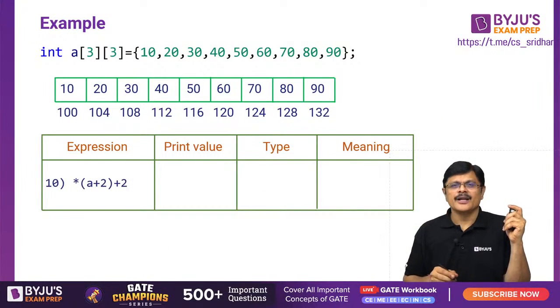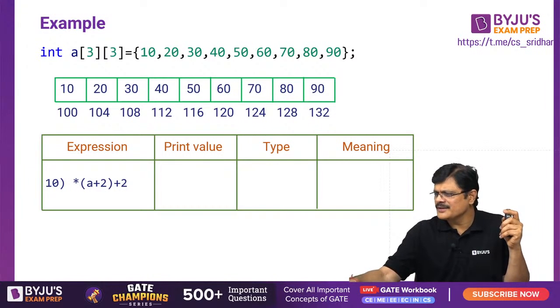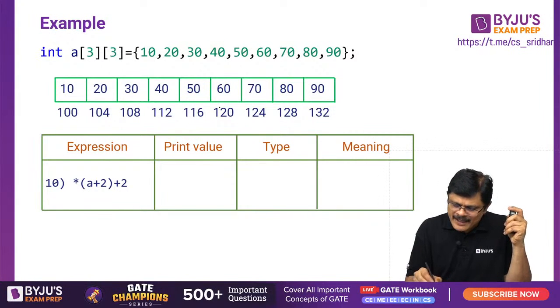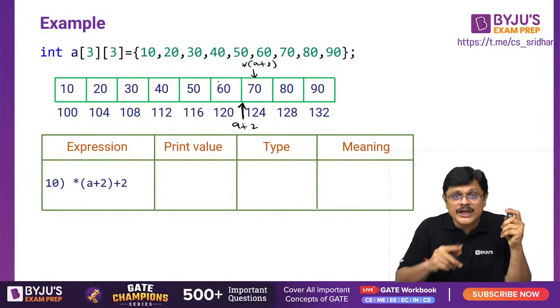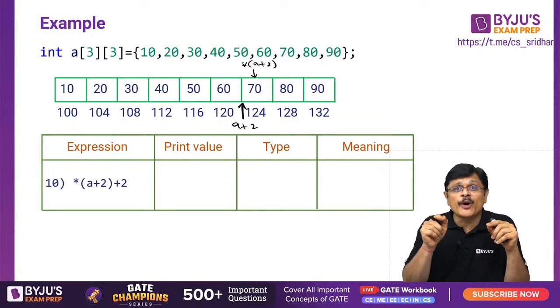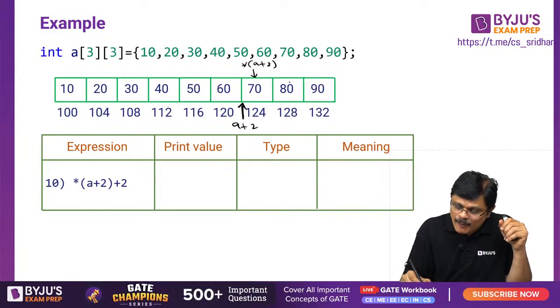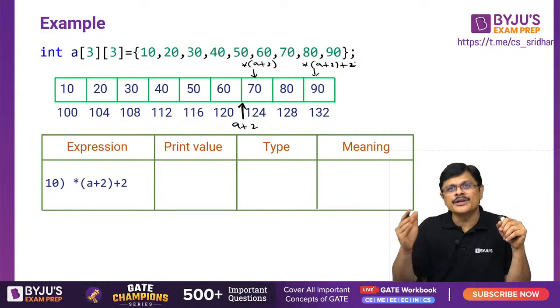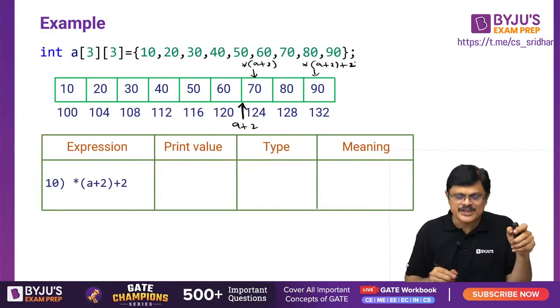Hope you understand. Now, this type of questions you can answer very easily. A plus 2 means what, sir? A plus 2 is this one. Star A plus 2 is star of A plus 2. A plus 2 is pointer to array. Star A plus 2 is pointer to integer. Plus 2 means it will point to 1, 2, this is star A plus 2 plus 2. It will point to that 132 location. So the answer for this would be 132.